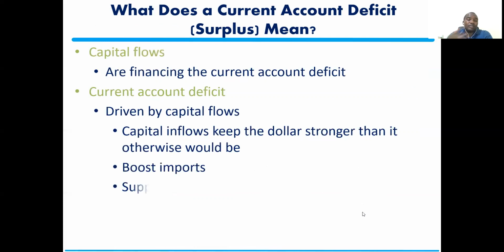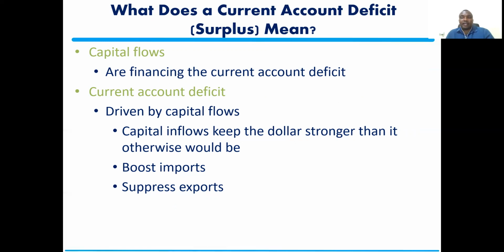And then capital flows, they tend to move in sympathy with the current account. They finance a current account deficit. So the current account deficit is in essence driven by capital flows. Capital inflows keep the Zim dollar stronger than it would otherwise be. It boosts imports and suppresses exports because people will have disposable income to buy from other countries.